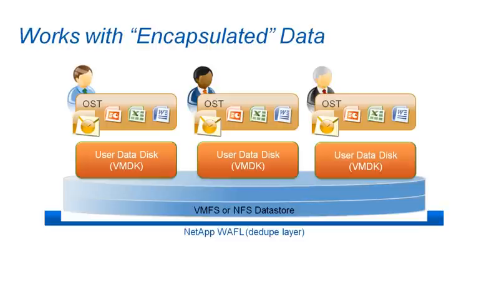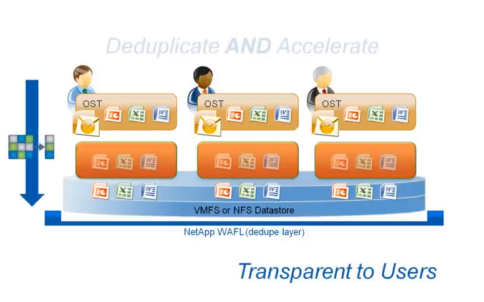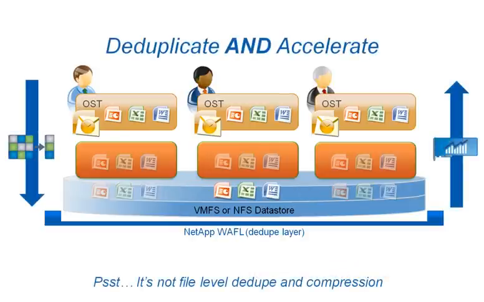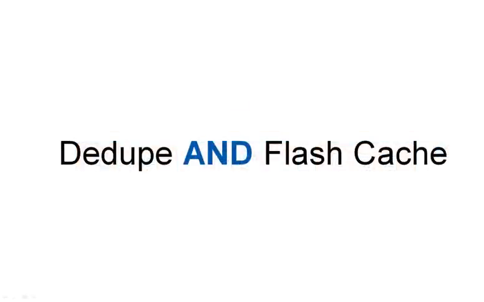Take, for example, an email sent to these three users. It contains a Word file. This Word file is then stored within an Outlook offline OST file, on a VMDK, in a VMFS datastore, on a NetApp LUN. NetApp can still deduplicate the data because it works at the block level. NetApp deduplication works on all data and is transparent to end users. And by the way, it's not file-level deduplication or compression. With NetApp dedupe and Flash Cache, you can extend and optimize your storage investment.